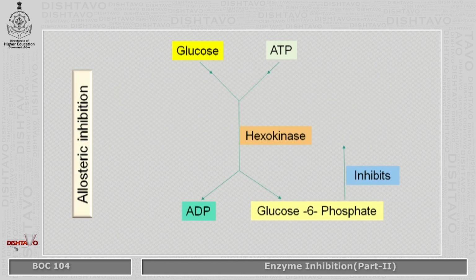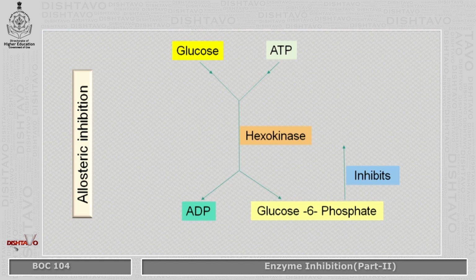Now, in this slide, you can see there is a glucose molecule. Glucose, with the help of the ATP, gets converted into glucose 6-phosphate and an ADP molecule is formed. The conversion of glucose into glucose 6-phosphate is with the help of the enzyme hexokinase. Now, the product, that is glucose 6-phosphate, acts as an inhibitor.